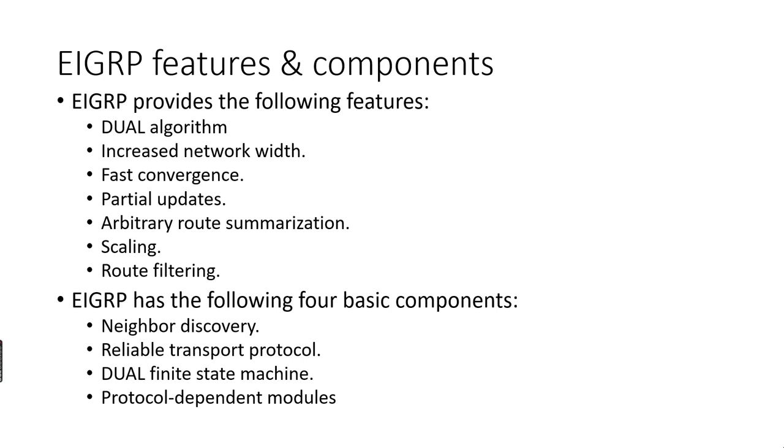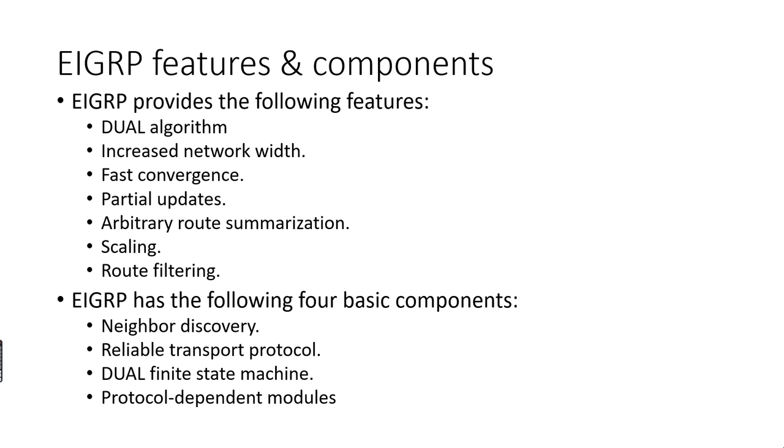Finally, about the protocol dependent modules. When there is no feasible successor to a route that has failed, but there are some neighbors advertising the route, then a recomputation will happen. This is the process in which DUAL finds the new successor. If there are feasible successors, then the DUAL algorithm will use them to avoid unnecessary recomputation.